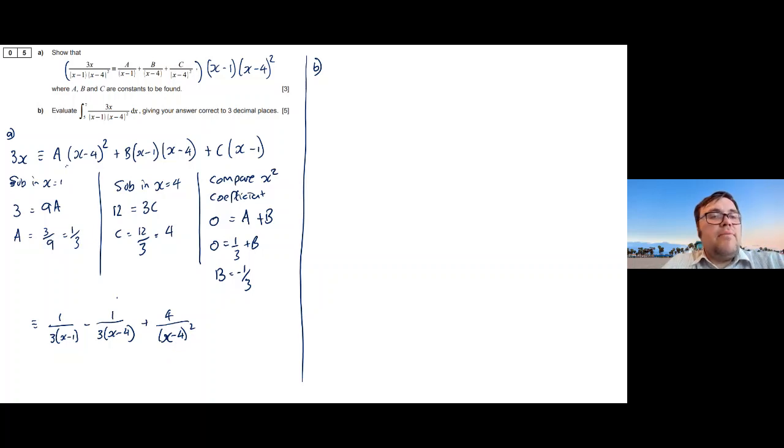Then it says evaluate that given your answer to 3 decimal places. Well, what we're evaluating, because we can't integrate 3x over x minus 1, x minus 4 all squared. This is the reason why partial fractions, we've used them, so we can split it into 3 separate fractions. That way we can integrate those separately. So I'm going to be integrating, I'm going to put the third outside.